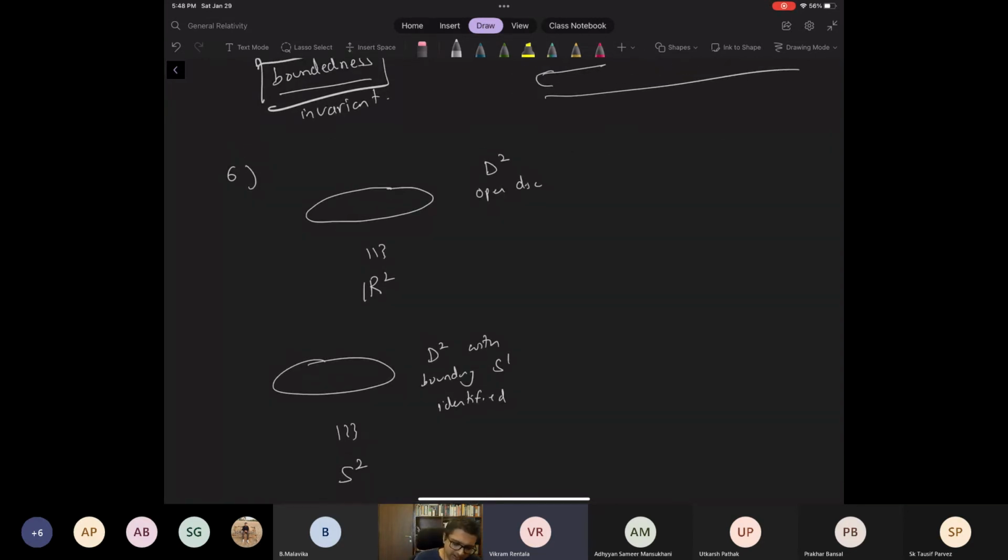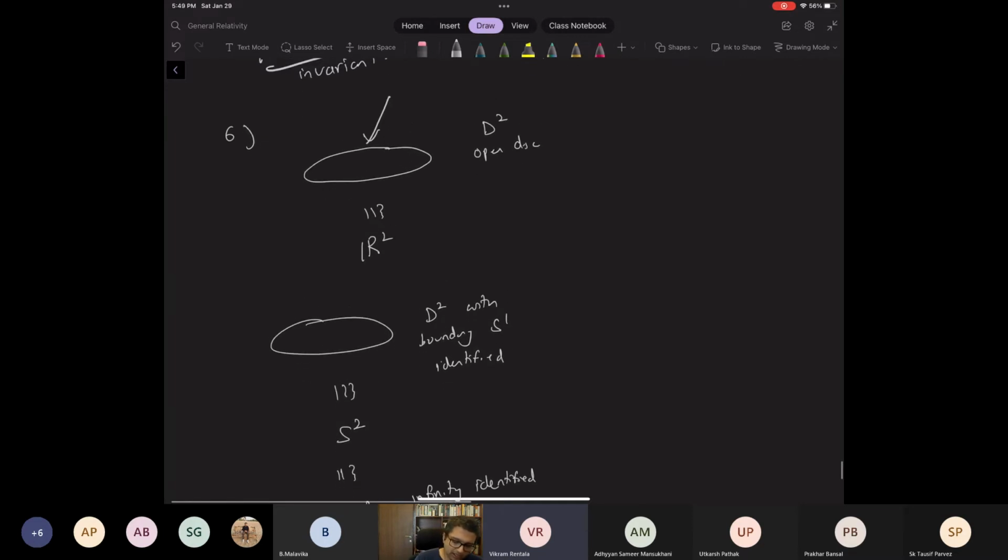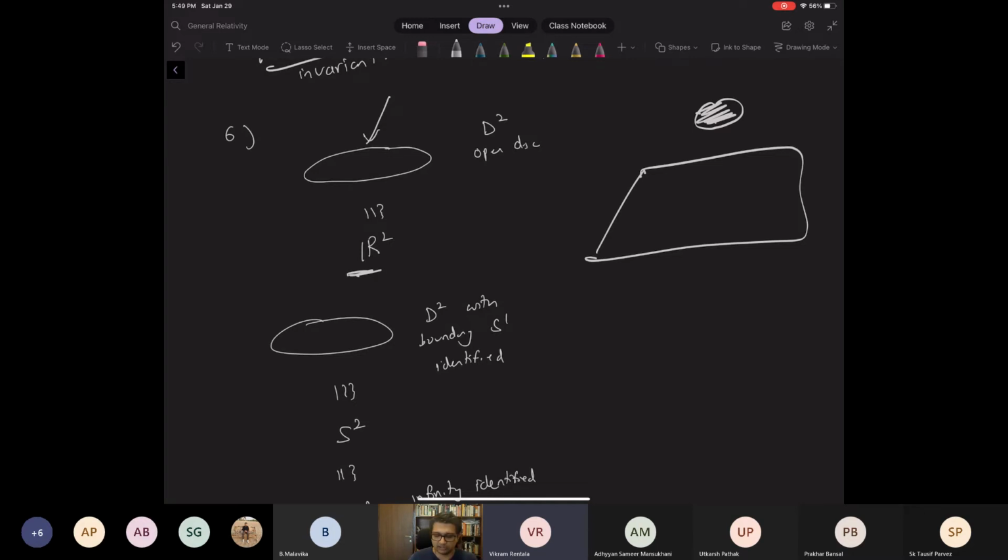So just a few more examples. You can talk about the open disk. That is a disk in R2 without the boundary. This is homeomorphic to the entire real plane. So if I take a disk with the interior and I go on stretching it, it covers the entire real plane.